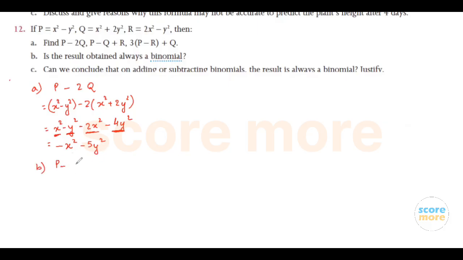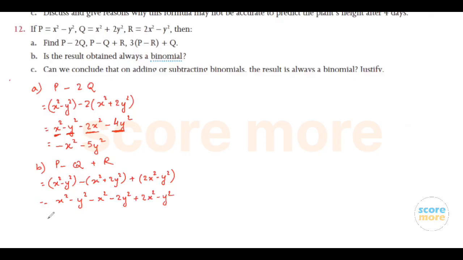B part is P minus Q plus R. So P is x square minus y square, use brackets in case of subtraction. Q is x square plus 2y square and R is 2x square minus y square. So it is x square minus y square minus x square minus 2y square plus 2x square minus y square. Now just see the like terms carefully. It is x square minus x square, so it is positive and negative. They will cancel out.